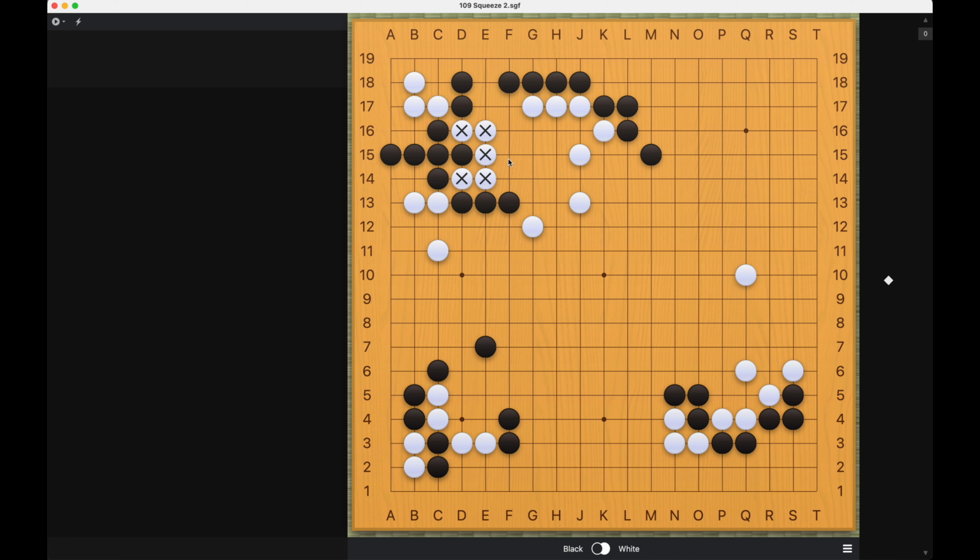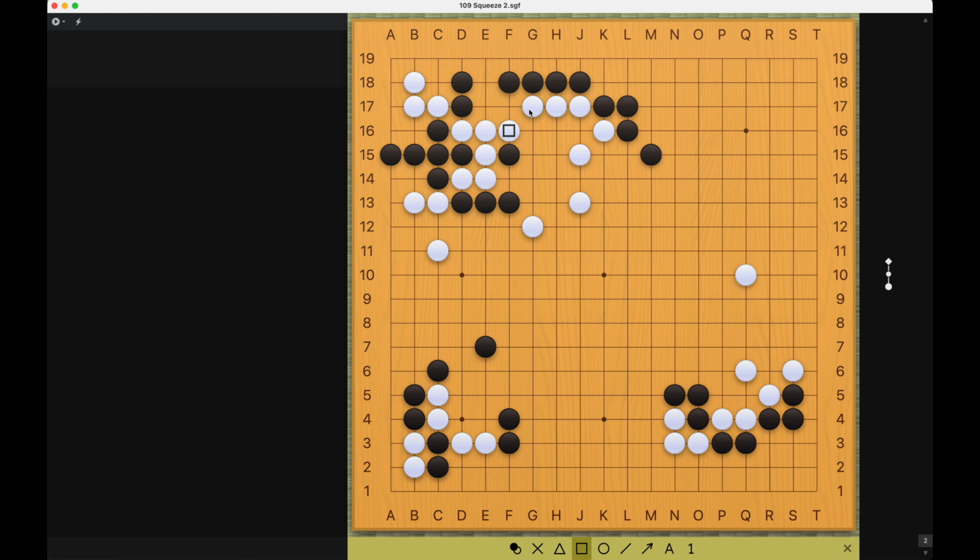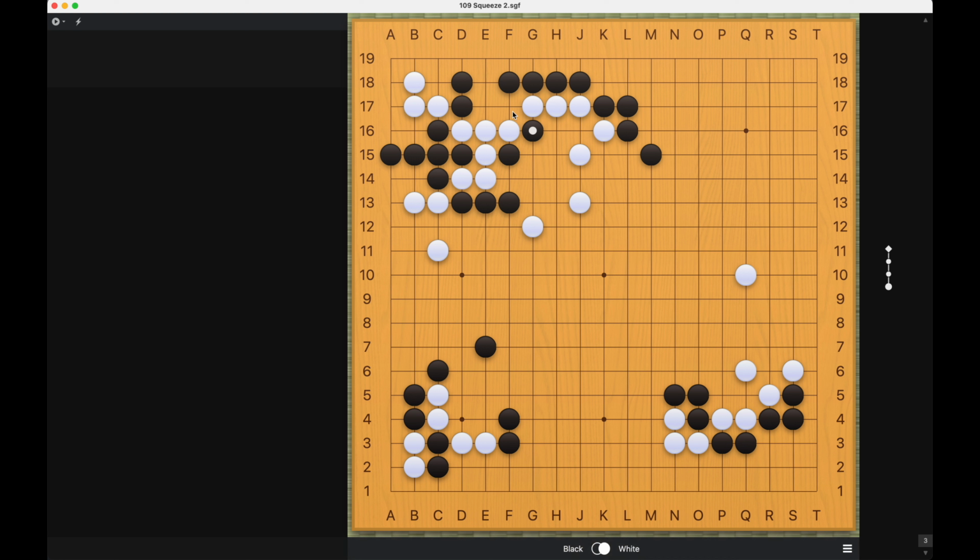So if we try moves like this, then white can connect. As you can see, these two form a diagonal move, and that signals connection because black cannot cut it off. If black plays here, white can connect here. Black plays here, white can connect here. So the diagonal move is a very solid connection.